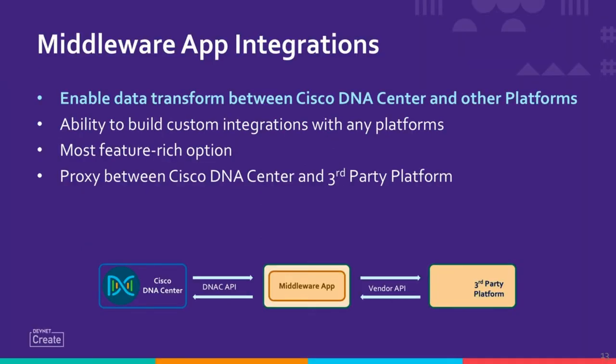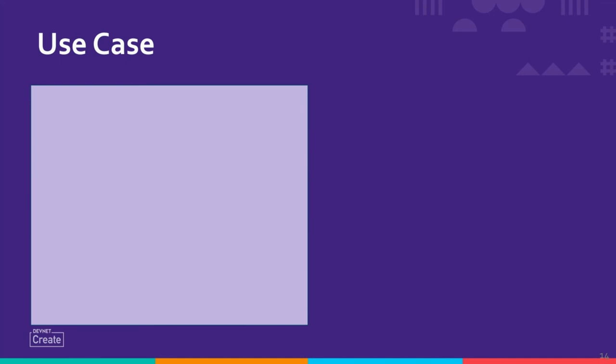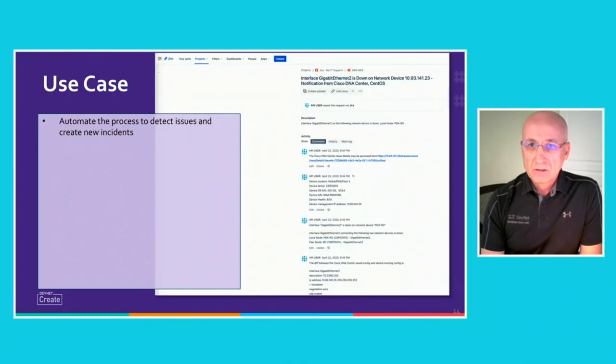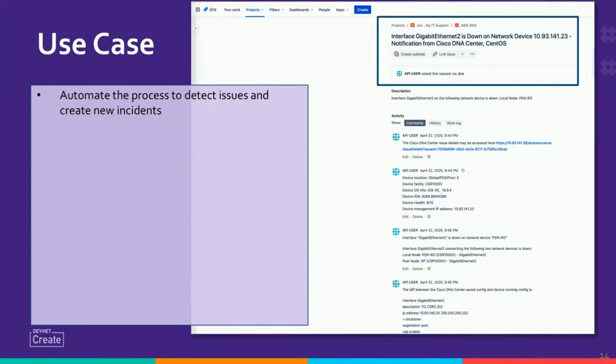Sometimes, as I said, maybe there is a need for a proxy between Cisco DNA Center and a cloud-hosted platform. And this middleware app is a solution for this requirement. Here is the use case that I will demonstrate in a few minutes. I will automate the process to detect issues and create new incidents. This incident, in this case, is created on Jira Service Desk Cloud and is created, updated, and closed using APIs.